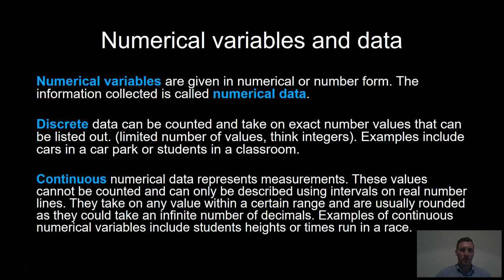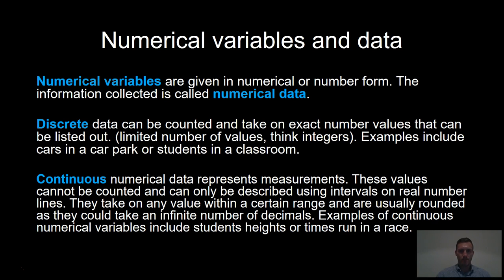So numerical variables are given in numerical or number form. The data collected is called numerical data. Discrete numerical data can be counted and takes on an exact number of values. Think of integers. Continuous numerical data represents measurements. These values can't be counted, and can only be described using an interval or real number line.